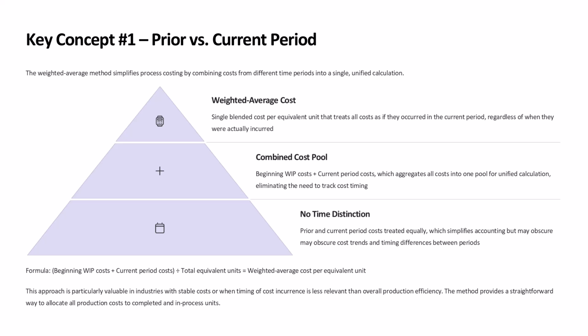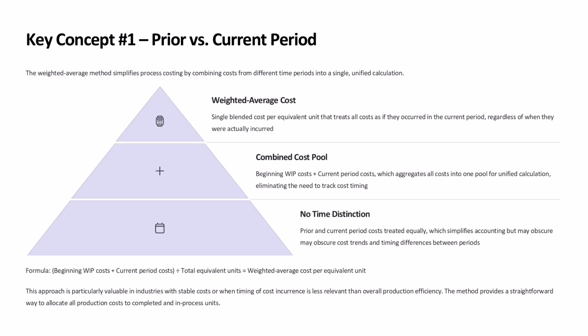The defining characteristic of weighted average process costing is its treatment of time periods, blending prior and current costs like colors on a painter's palette. This approach makes no distinction between units started last period versus this period, creating a single, unified cost pool. Imagine a food processor like Campbell's Soup, where partially completed batches from the previous month get their costs combined with new production costs from the current month, creating a mathematical melting pot.